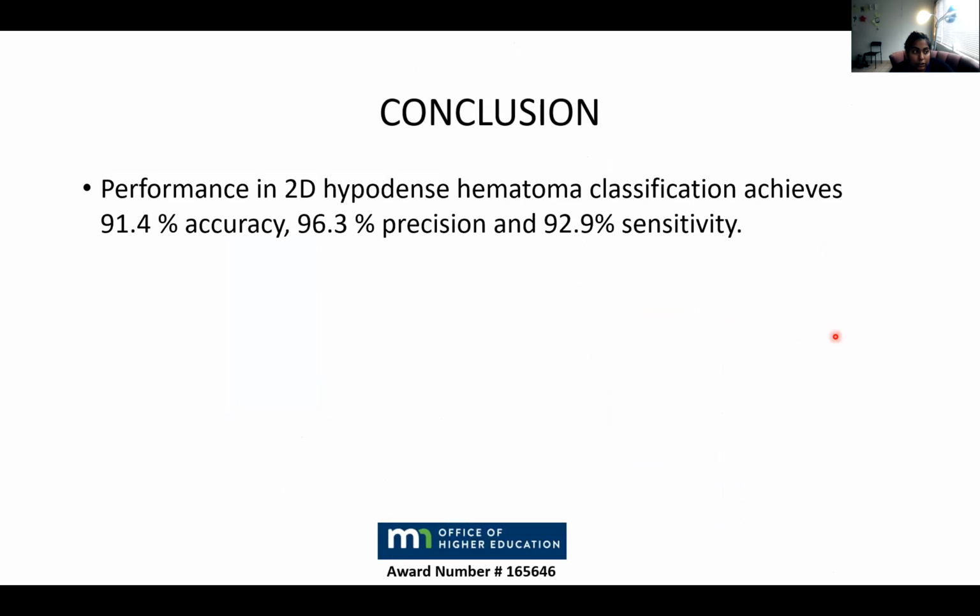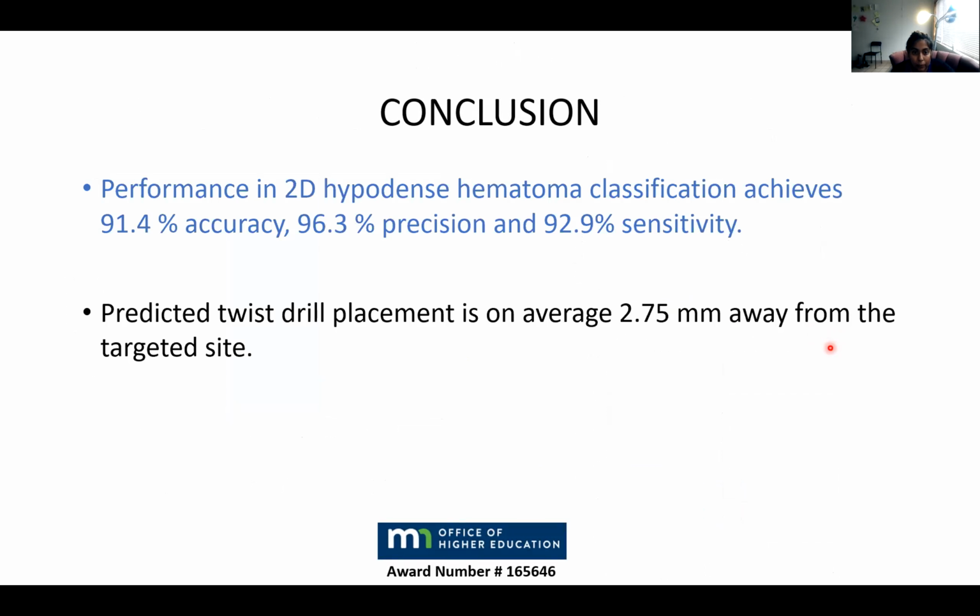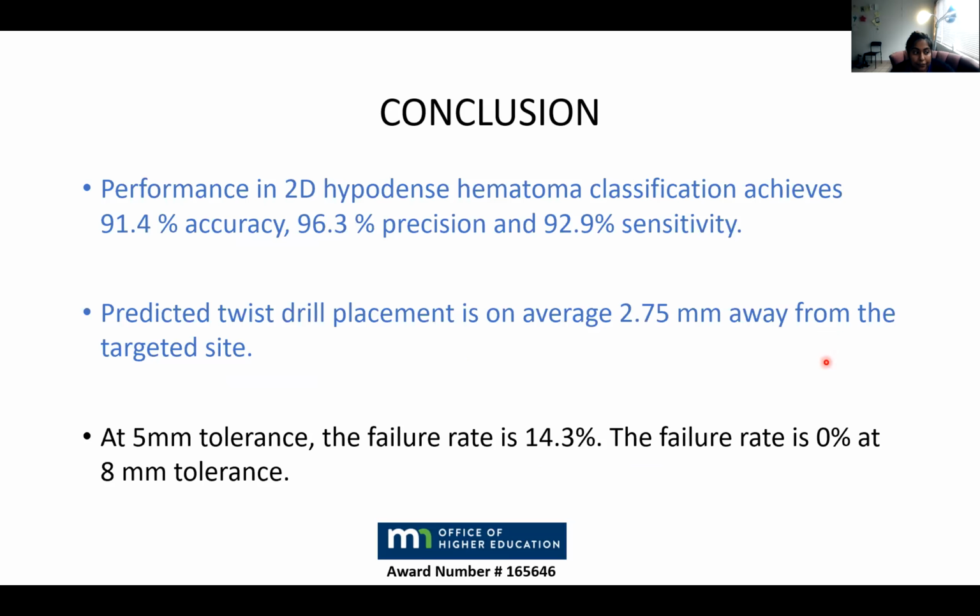So in conclusion, the performance of the workflow in hyperdense 2D hematoma classification achieves 91.43%, over 90% accuracy, precision, and sensitivity. The predicted drill placement is on average 2.75 millimeter away from the targeted site. And lastly, at 5 millimeter tolerance, the failure rate is 14.3% and goes down to 0% at 8 millimeter tolerance.